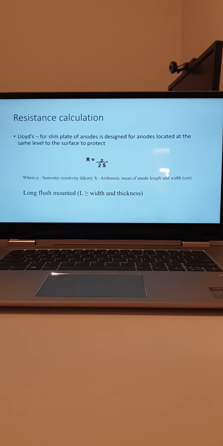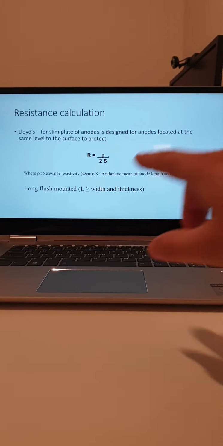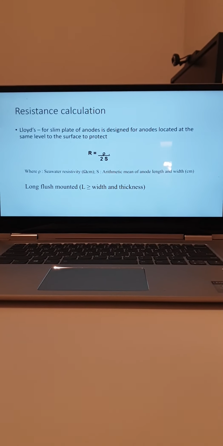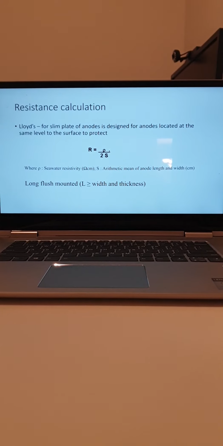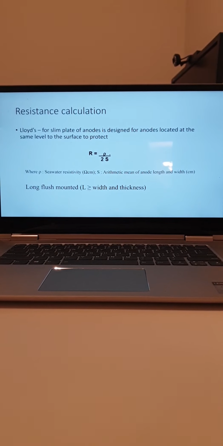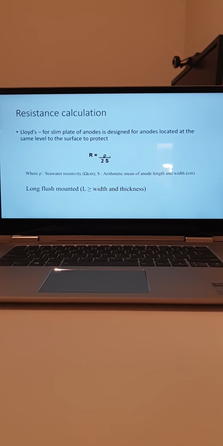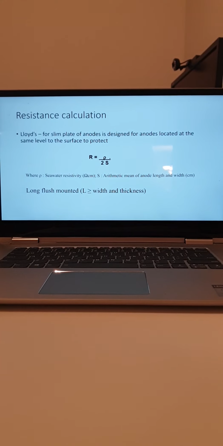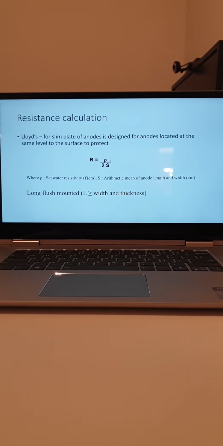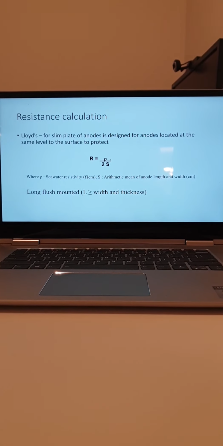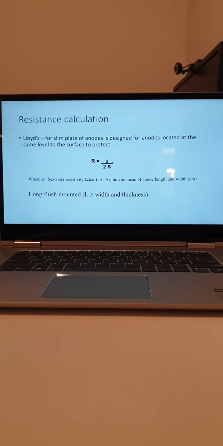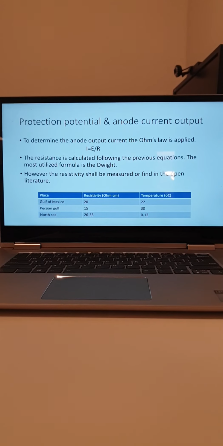Then there is the Lloyd's equation. It's for slim plates, basically for long flush mounted anodes. So it's when length is higher than width and thickness. It's intended to be for very thin anodes, and it's basically for seawater resistivity. Now we are not using the surface area. We are using the arithmetic mean of the anode length and width to calculate Lloyd's. This is less used, but still, it is a simplification of the Dwight equation, this Lloyd's equation.